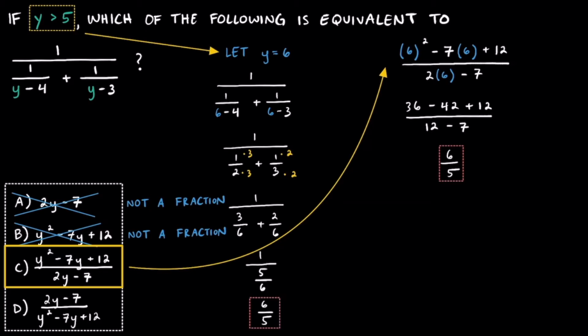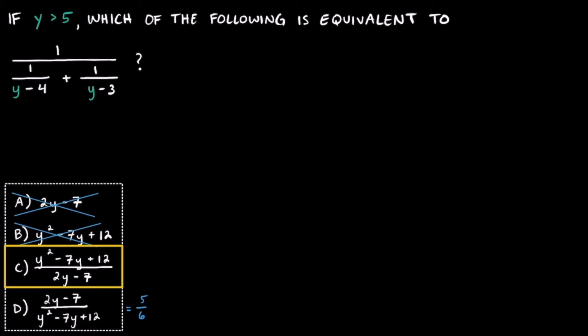And if you look at the expression for answer choice D, notice how it's just the flipped version, or reciprocal, of answer choice C. That means if we plugged in 6 to this expression, we would get 5/6 instead of 6/5. So while that's how you solve this problem using substitution, let me show you another method where we keep it as a rational expression.